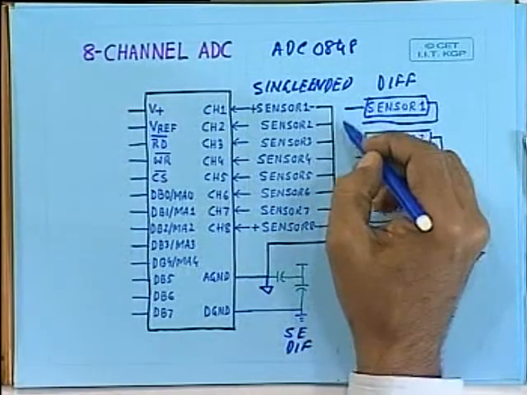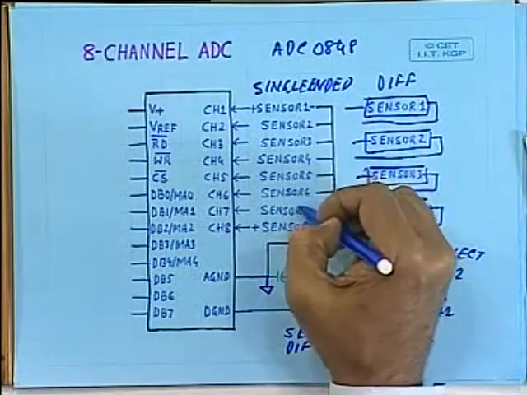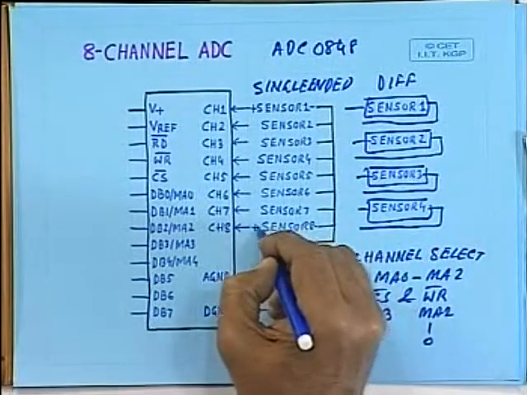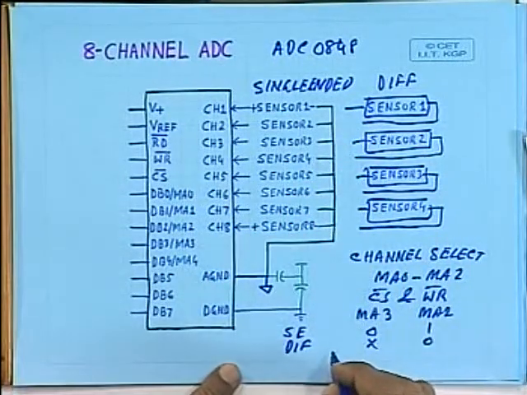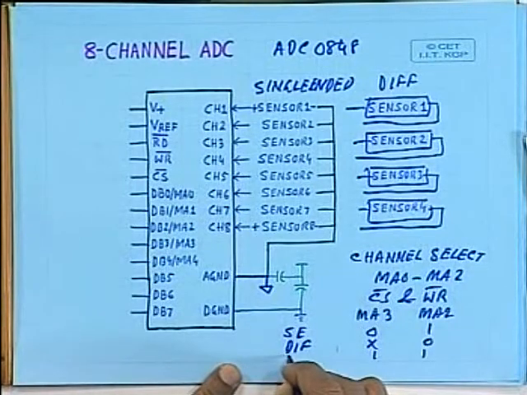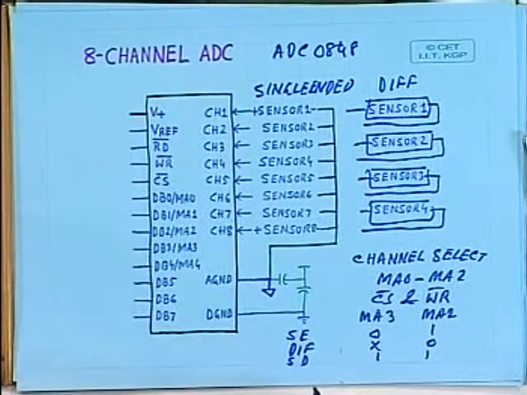It can be pseudo differential also, where you will require 7 sensors and this is connected to ground. So, in that case it is pseudo differential. So, in this way you can connect a number of devices in this manner.